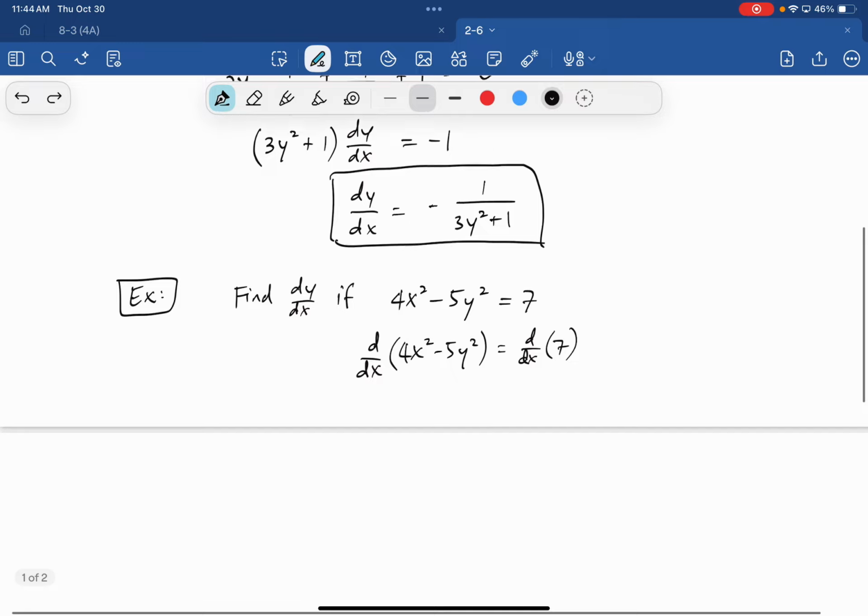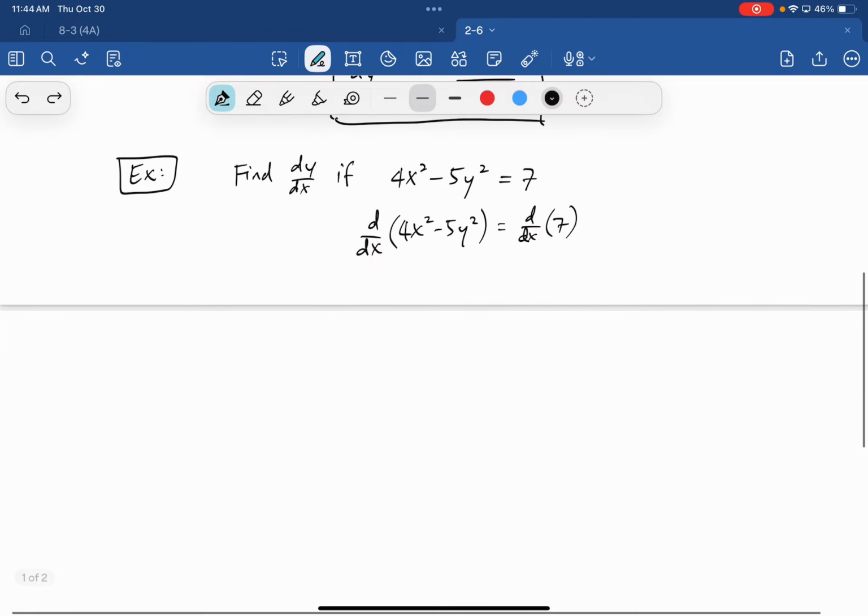Okay, let's go back to this example. So the derivative of the left side, so 4x squared, that's easy. That's just a function of x already. So the derivative is going to be 8x. 5y squared, that's more tricky because I have to use chain rule. So first, I'm going to differentiate with respect to y. That's going to give me minus 10y, right? But then, because I'm actually differentiating with respect to x in the end, I have to do chain rule, which means I multiply by the derivative of y with respect to x. So dy/dx. And then the right side is just 0, because that's a constant.